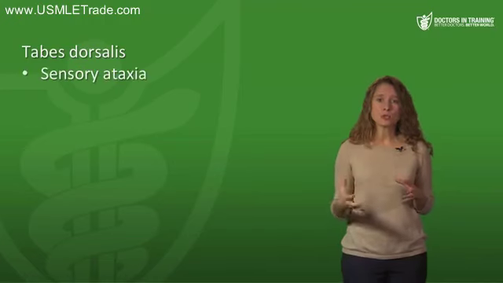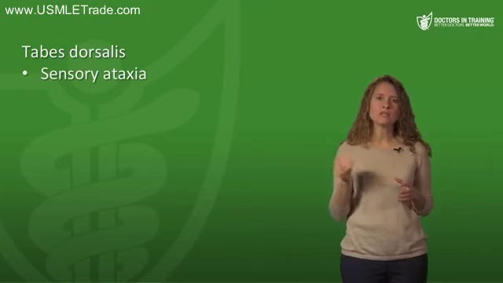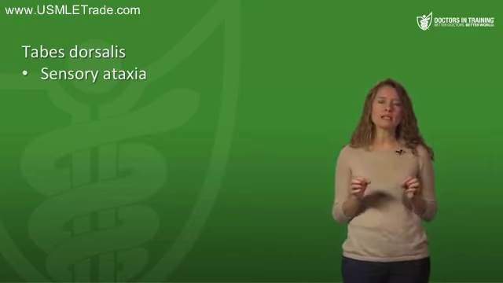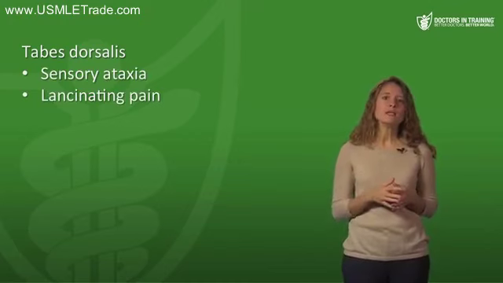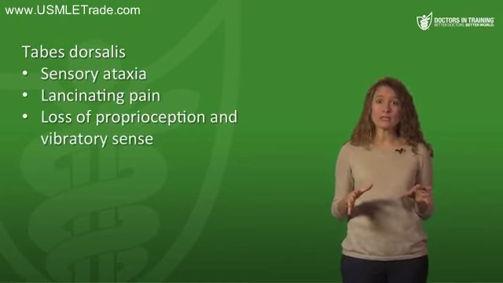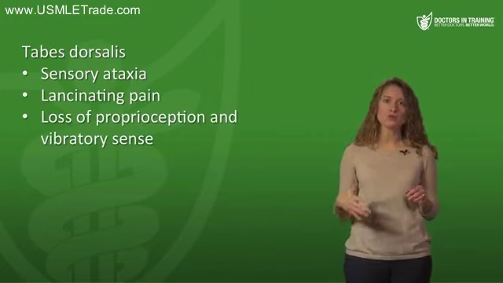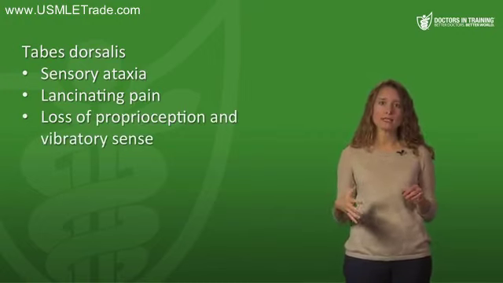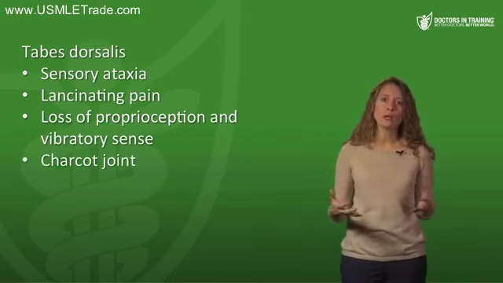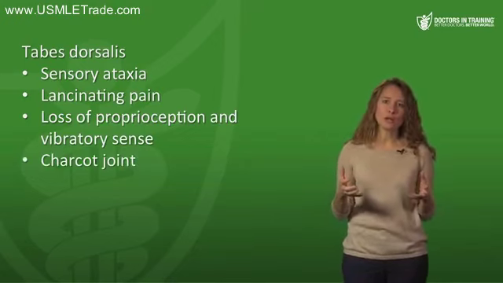And this leads to sensory ataxia and sudden severe stabs of pain in the body. And this type of pain is described as lancinating pain. Now, tabes dorsalis can also lead to loss of proprioception and vibratory sense in the legs, which leads to repetitive trauma to the joints of the hips and the legs. This repeated trauma can lead to Charcot joint, which is the destruction of that joint over time.